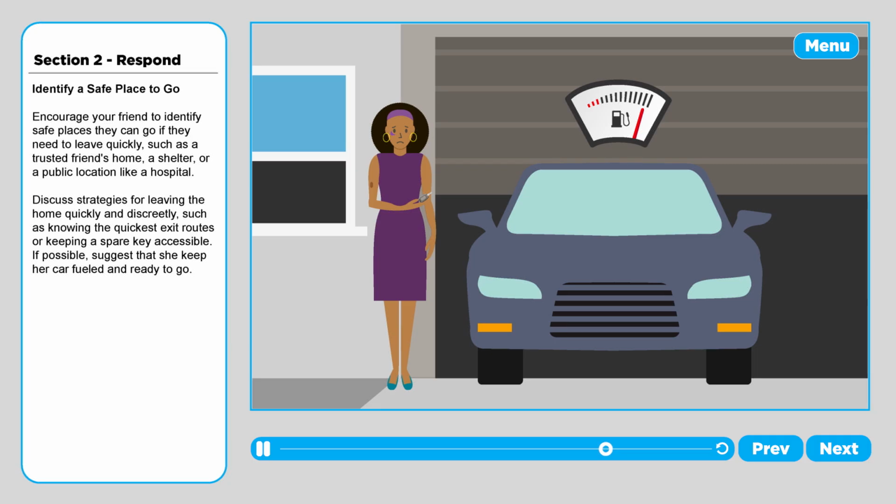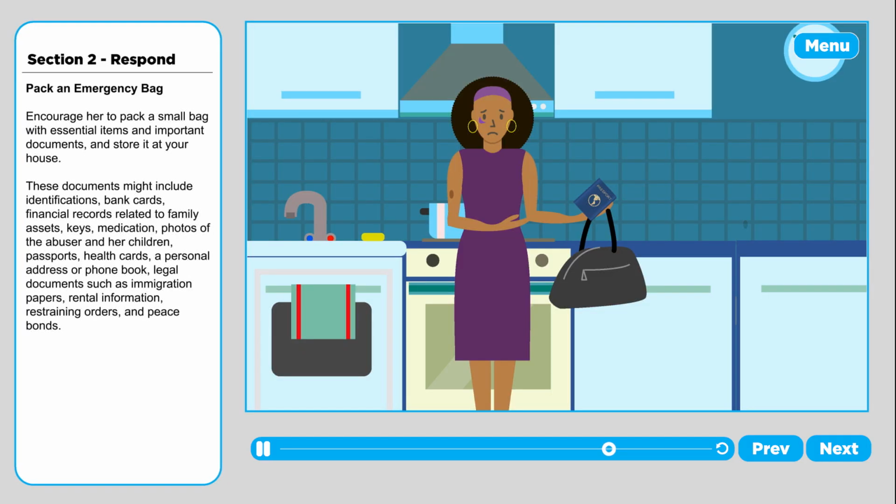Discuss strategies for leaving the home quickly and discreetly, such as knowing the quickest exit routes or keeping a spare key accessible. If possible, suggest that she keep her car fueled and ready to go. Pack an emergency bag. Encourage her to pack a small bag with essential items and important documents, and store it at your house. These documents might include identifications, bank cards, financial records related to family assets, keys, medication, photos of the abuser and her children, passports, health cards, a personal address or phone book, legal documents such as immigration papers, rental information, restraining orders, and peace bonds.